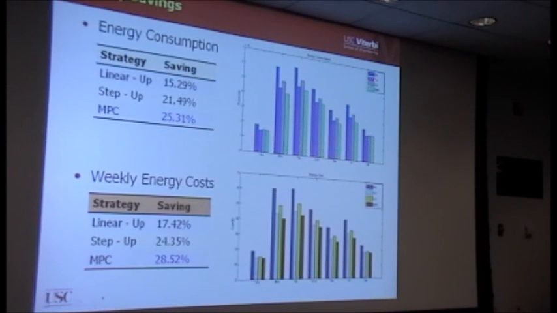So this is sort of the statistics of comparing to the baseline. For pre-cooling strategies, if you do open loop, no feedback, you got about 15 to 21% energy savings, and then with the feedback control, you get 25% savings. And for the weekly energy cost, this is when you put the price tag on it, you get even more savings in terms of dollars you pay. Okay, that's the one we're minimizing in this control strategy.